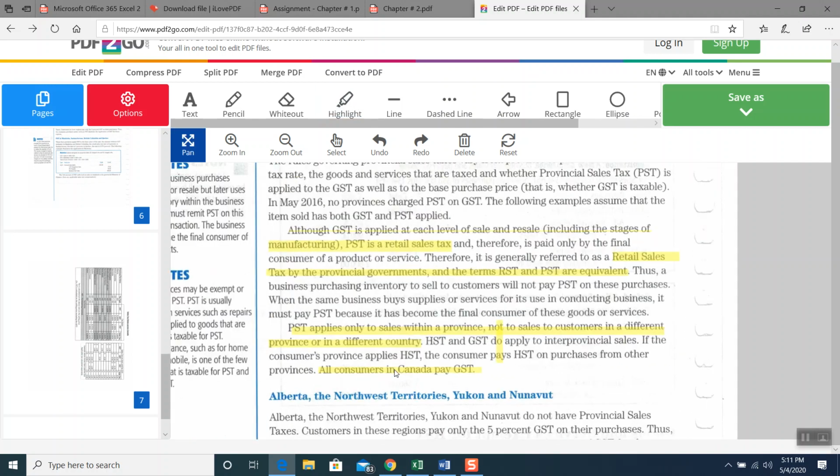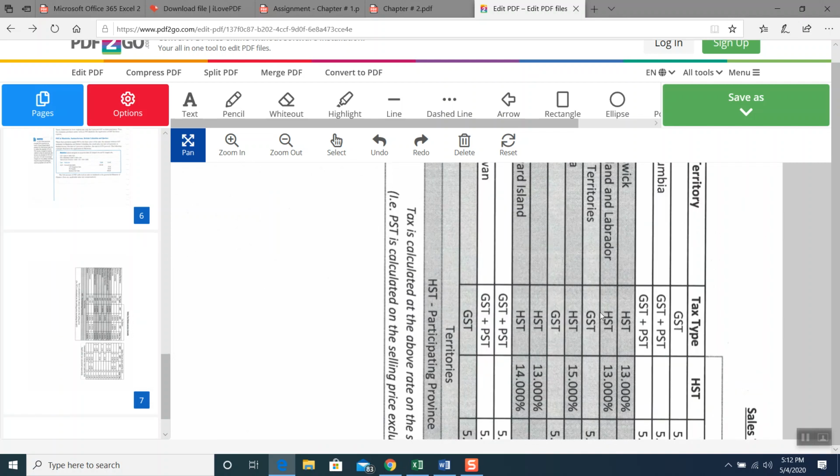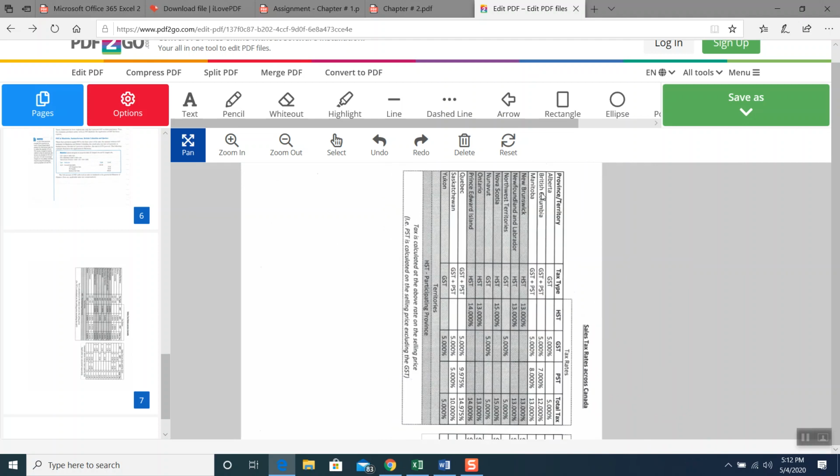Alberta, the Northwest Territories, Yukon, and Nunavut do not have provincial sales taxes. Customers in this region pay only the 5% GST on their purchases. So again, we have to know which province is paying what tax, which is given to you in the last sheet, as you can see right here. Alberta, British Columbia, Manitoba, New Brunswick, Prince Edward Island, Quebec, Saskatchewan, and Yukon: GST, PST, and the percentage is given to us for each and every province.